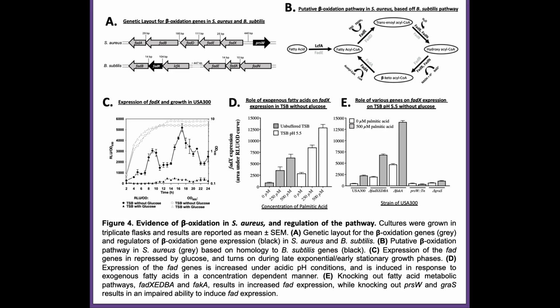And this makes sense, as likely there's a buildup of fatty acids in the cytoplasm, and the bacteria will want to metabolize these by expressing more of the fad genes. Interestingly, knocking out PrsW or GraS results in an inability to respond to these exogenous fatty acids and upregulate the fad system, indicating that PrsW and GraS likely both play a role in the expression of our fad genes.